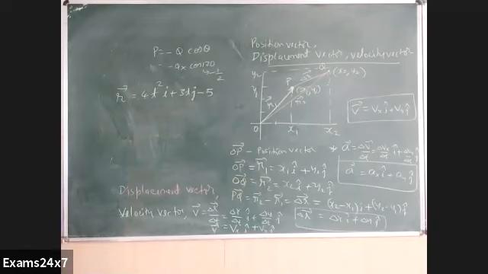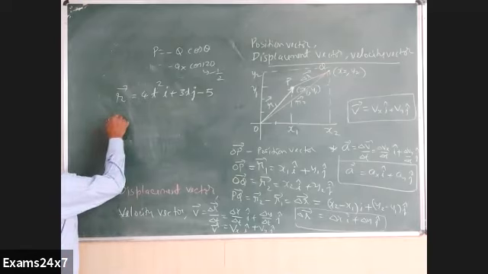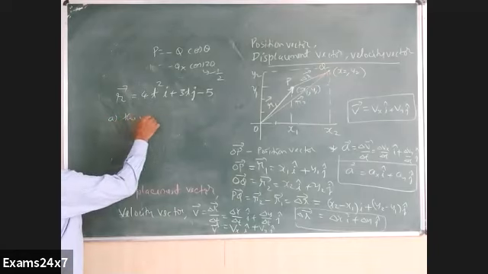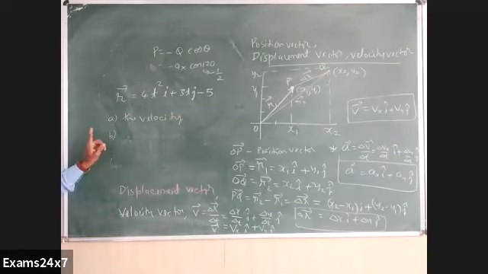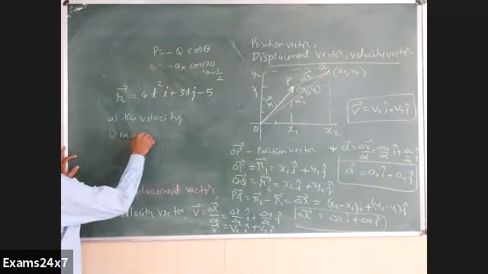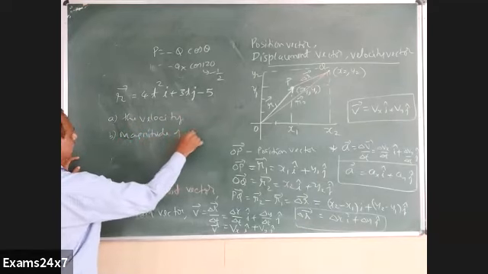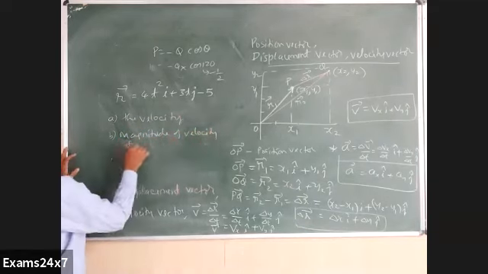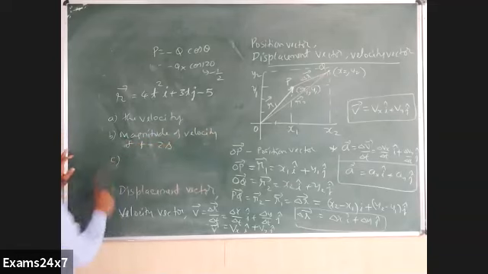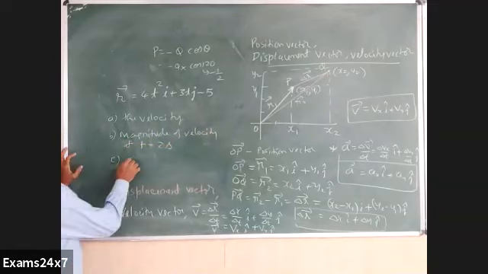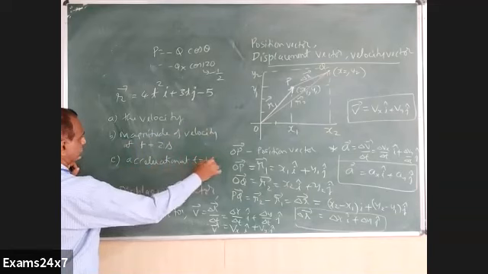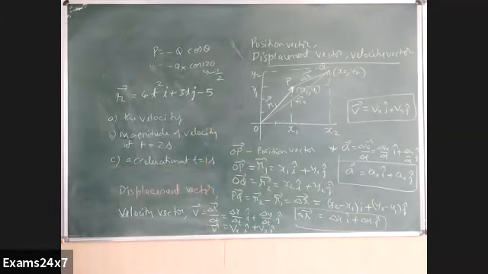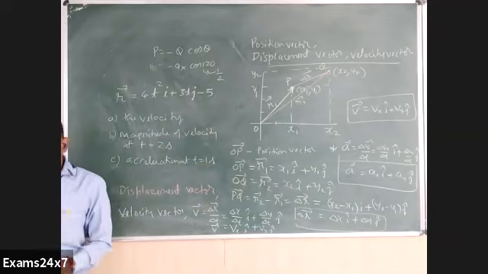Find A, the velocity; B, magnitude of velocity at t equal to 2 seconds; and 3, acceleration at t equal to 1 second. So 3 sub questions are there in this case.